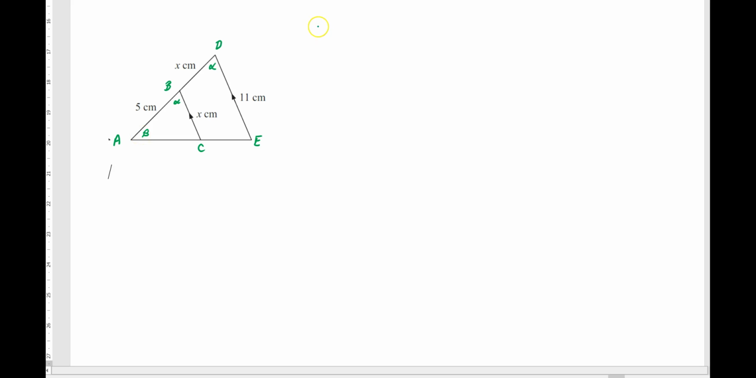Again, we write it up. So angle BAC is shared or is common.